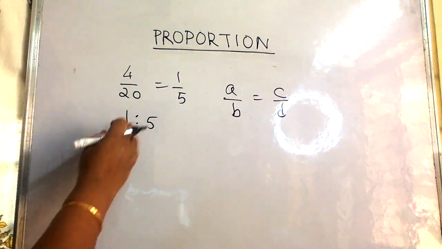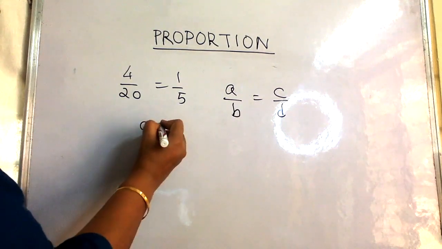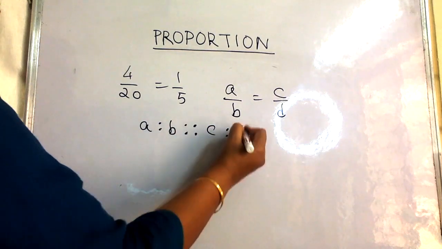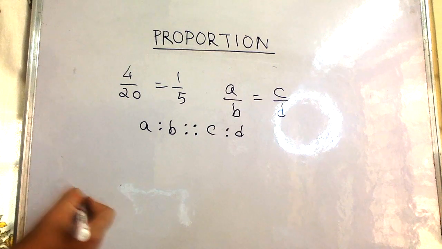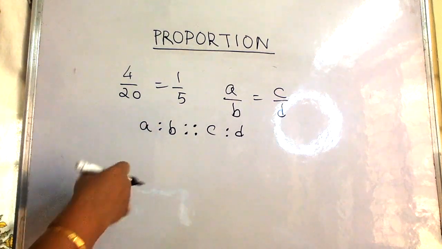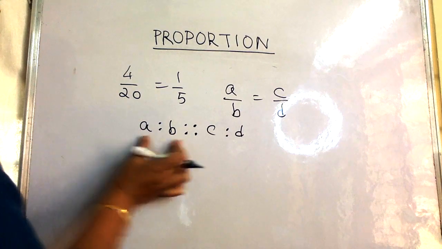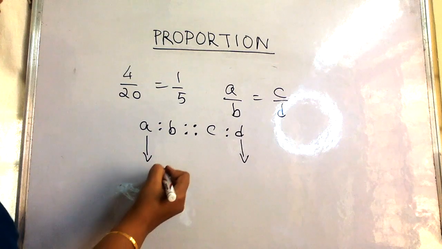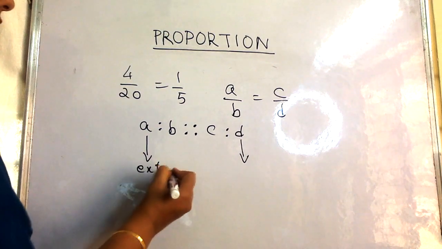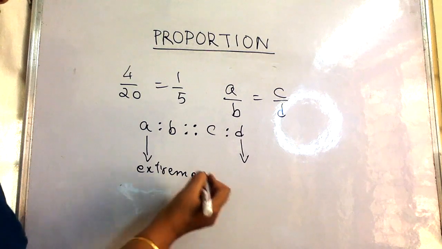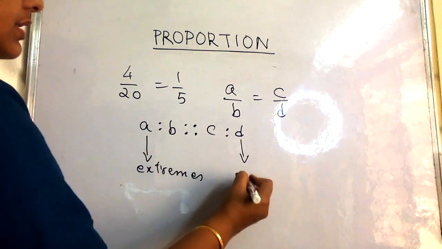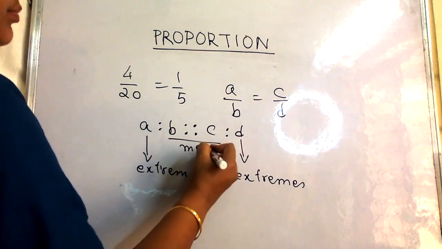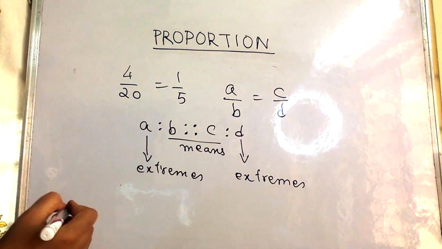That makes a proportion. Now how do we write a proportion? We write A is to B and then a set of double dots, and then C is to D. This makes a proportion. It tells us clearly that this ratio is equal to this ratio. Now these two, A and D, are called the extremes, the two end ones, and these two will be called the means. That is how it is formed.